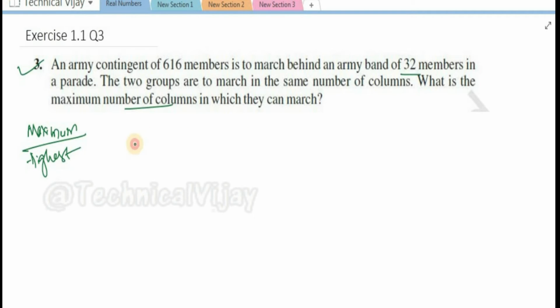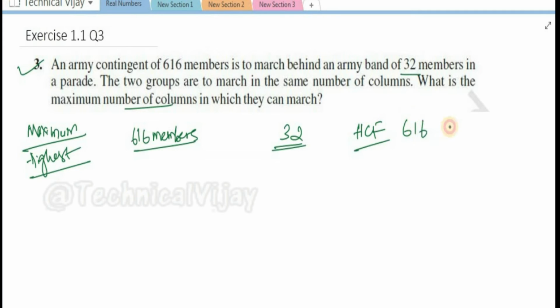Here a total of 616 members are there, and they should march in groups of 32. Now he has asked for the highest common, that is, the highest number of columns in which they can march. It is a calculation of the HCF of 616 and 32. So calculate the HCF of this one.